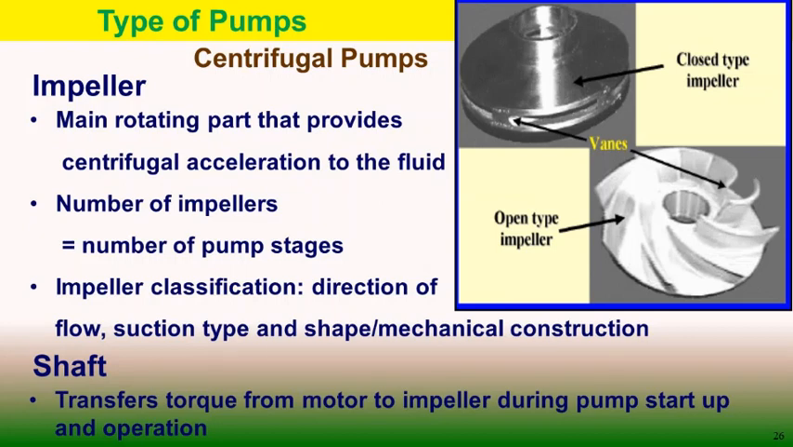Now, impellers are classified on the basis of direction of flow from the rotational axis, suction type, which may be single suction or double suction, and shape or mechanical construction. Closed impellers have vanes enclosed by shrouds, and there are open and semi-open impellers, and vortex pump impellers. Depending upon the configuration, we have either open type or closed type impellers.